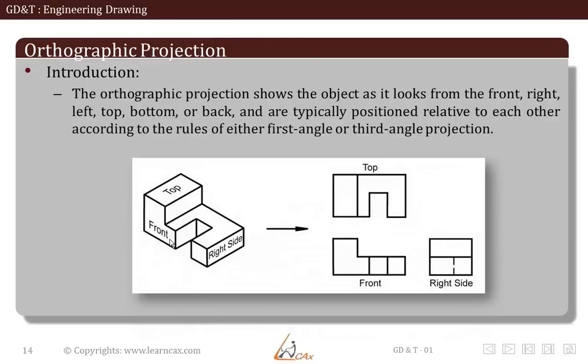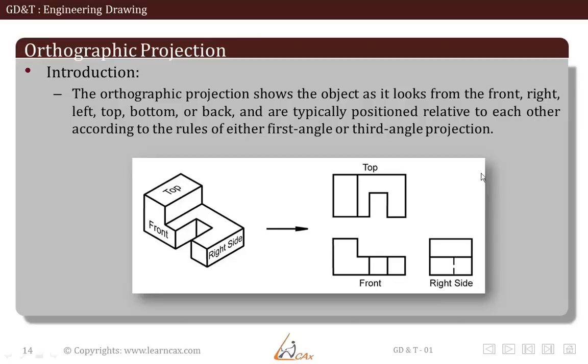On the left side, you have the actual part, and now if you are interested in seeing the part from the top side, the image that will be visible to you is something like this. When it is viewed from the front side, then the image visible will be something like this. Similarly, this is the image that will be visible from the right side.